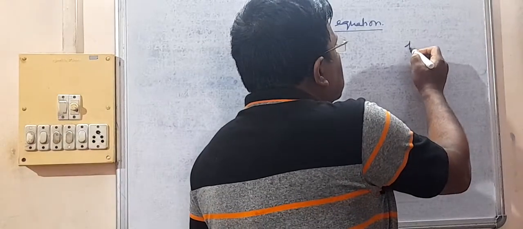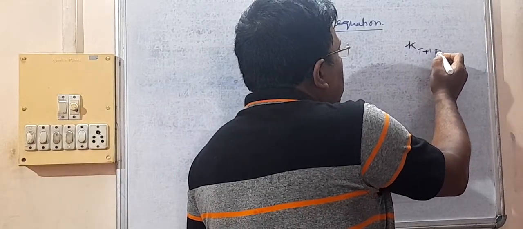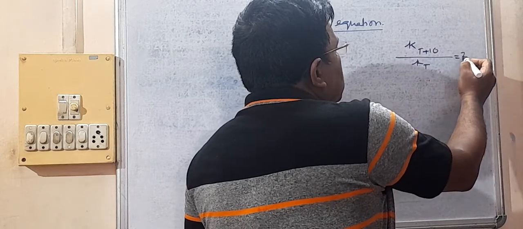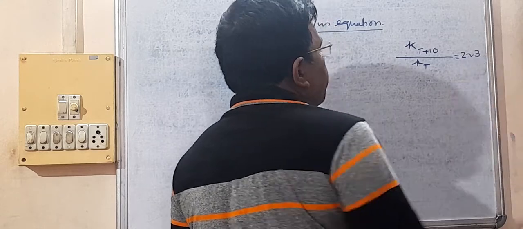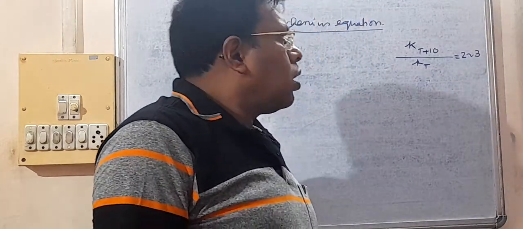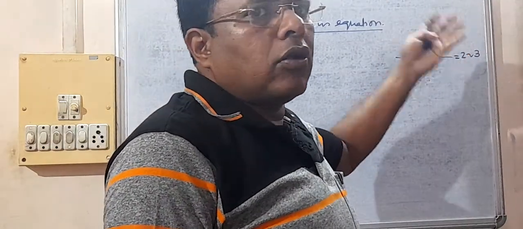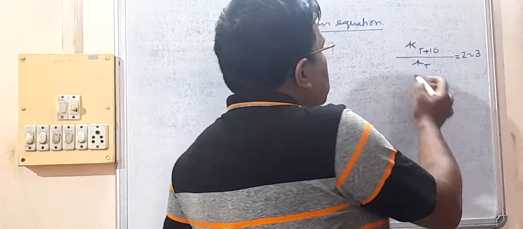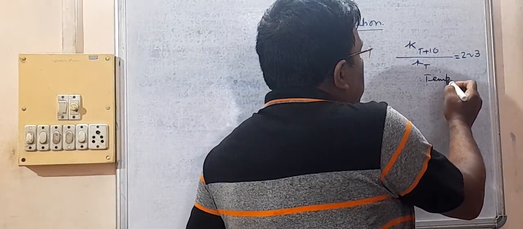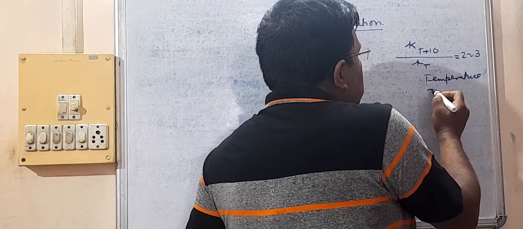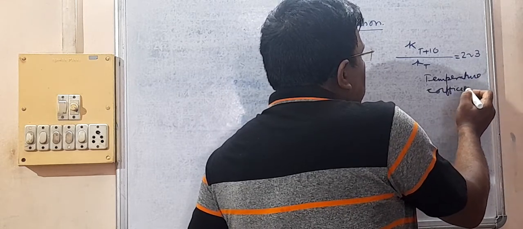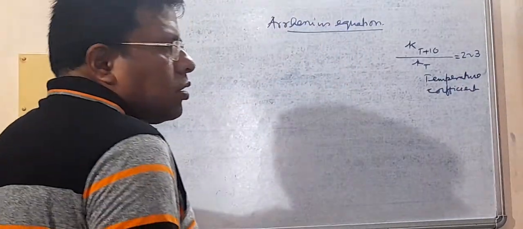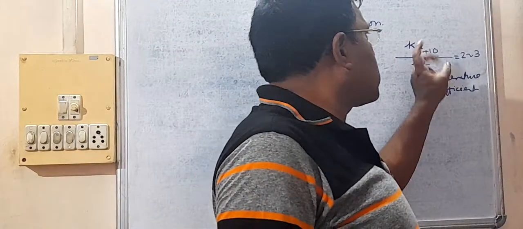This thing we write in this way: rate constant at T plus 10 Kelvin divided by rate constant at T Kelvin is very nearly equal to 2 to 3. Because if the rate constant gets double, the rate also will get double. This term is called the temperature coefficient. So if you are asked what is temperature coefficient, you can write this expression.